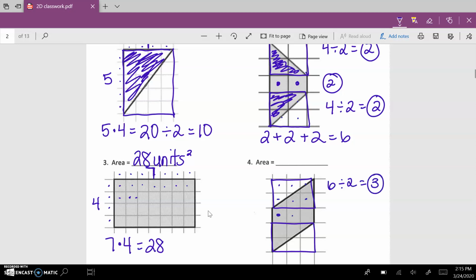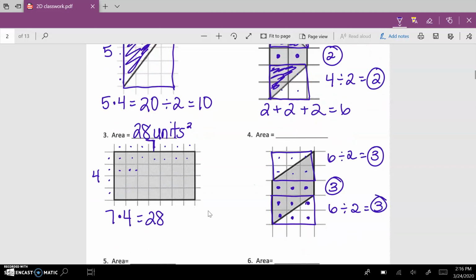In the middle, I've got 1, 2, 3 boxes. So this would just be 3. And then on the bottom, I've got 1, 2, 3, 4, 5, 6 total boxes. Divide them in half, and I get 3 again. So to find the total, I'd have to do 3 plus 3 plus 3, which equals 9. So my answer would be 9 units squared.